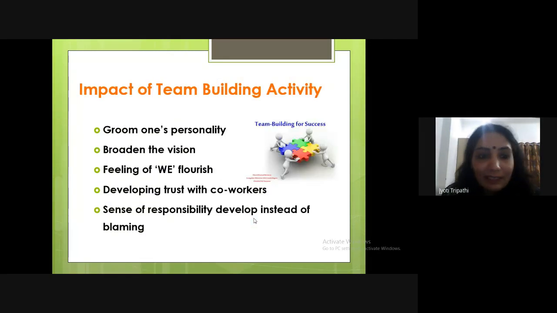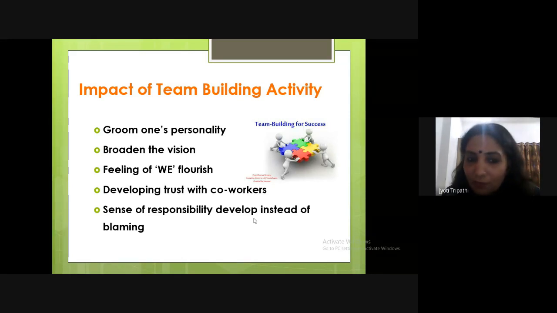Now, the impact of team building activity. Just quickly, we have a look at this. Groom one's personality. Yes, along with the team growth, there is individual growth also, and with this individual growth, one's personality is groomed. Broaden the vision. Yes, vision clarity comes through teamwork or team building exercises. Feeling of we flourishes. Now, me is abolished and we flourishes. And yes, unity, a united whole, and unity in diversity brings up results which are not brought by one individual.